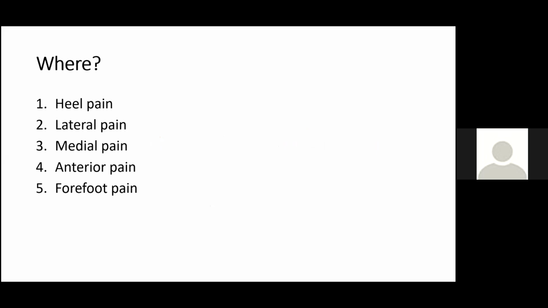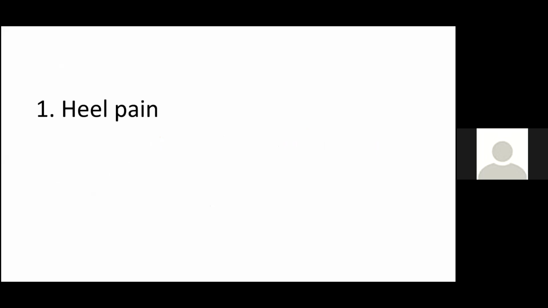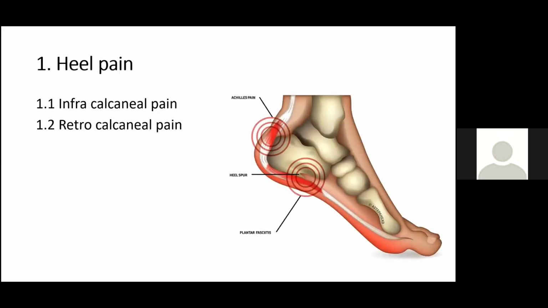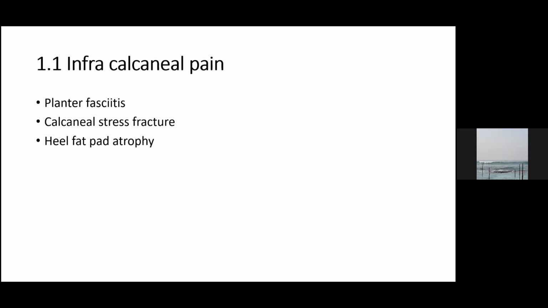We as orthopedic surgeons usually divide foot and ankle pain into 5 common sites: heel pain, lateral sided pain, medial sided pain, anterior and forefoot pain. This will be the basic route map for the diagnostic workup, and I will classify according to this, starting with heel pain. We usually divide heel pain into infracalcaneal pain and retrocalcaneal pain. First, the infracalcaneal pain. Main causes are plantar fasciitis, calcaneal stress fracture, and heel fat pad atrophy.